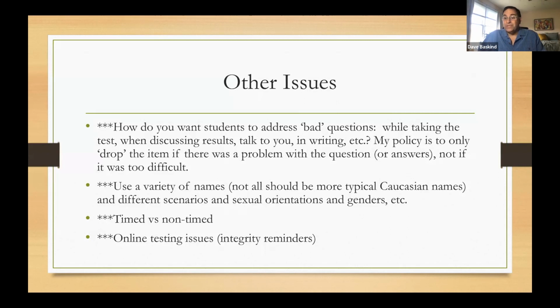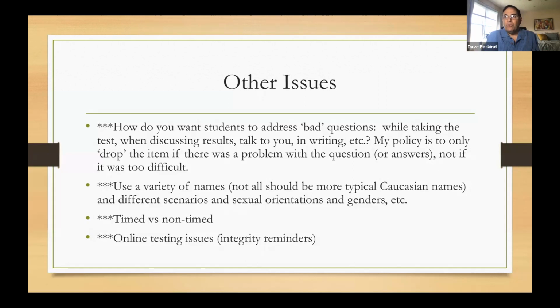My one preference, though, is that you probably want to deal with it sooner rather than later. If it can be handled right then and there while they are taking the test, especially in person, I think that's usually the best. So I always tell students, hey, if there's a problem with an item, talk to me.